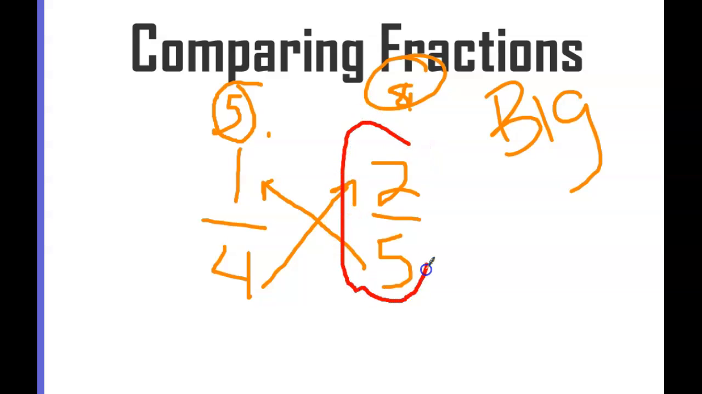2/5 is bigger than 1/4 because 8 is bigger than 5. And so you remember our greater than, less than, or equal sign. So we're just going to draw a greater than sign. But we want to make sure we put our sign between the fractions and not just the whole numbers. So 2/5 is bigger than 1/4. I'm going to solve some problems.